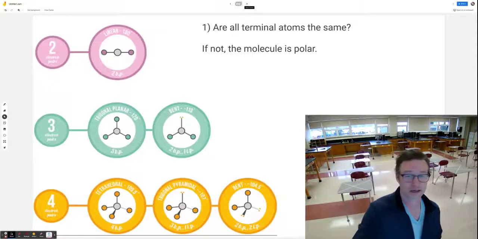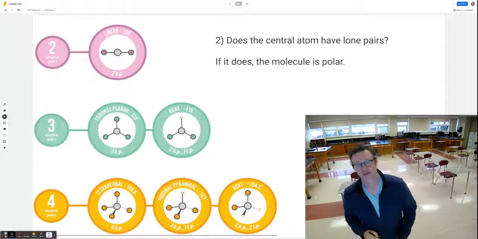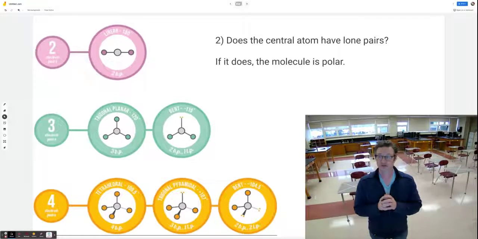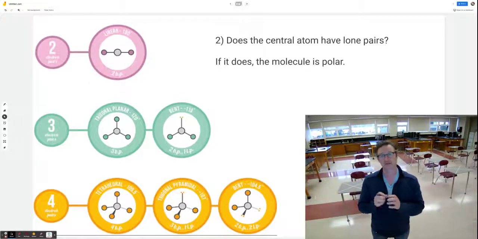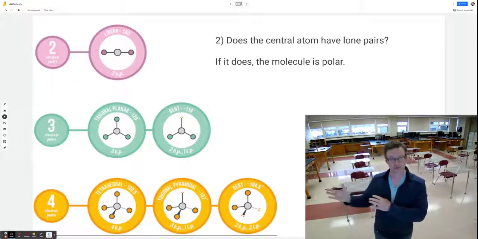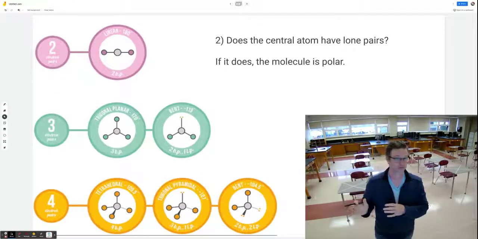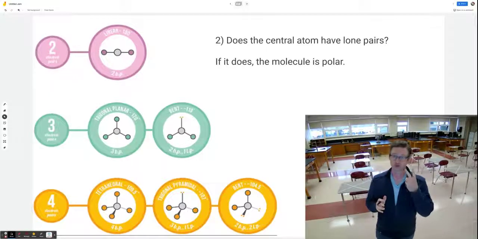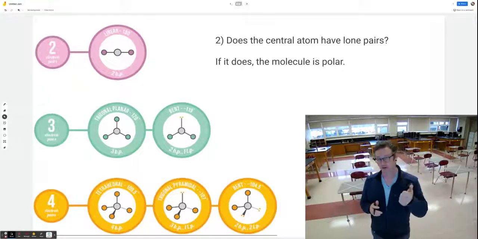The second thing to look at is the center atom now. Does that center atom have any lone pair electrons around it? If it does, the molecule is polar, regardless of whether or not the terminal atoms are all the same. So there are 2 factors to look at. Are the terminal atoms the same? And does the central atom have any lone pairs?